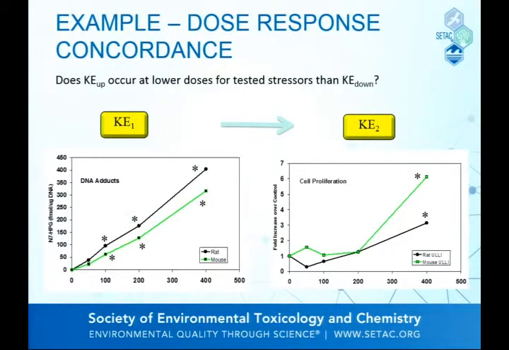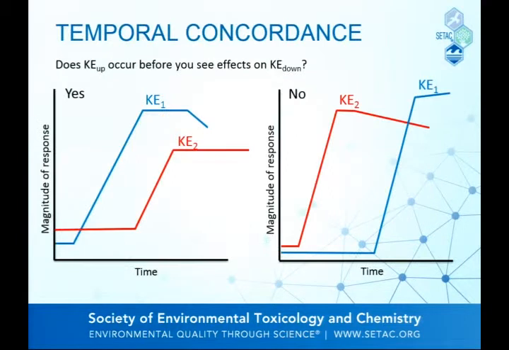Key event 2, we're looking at a cell proliferation response. We don't see those effects until we get to higher doses. So this would be an example where the data support dose-response concordance, would be consistent with a potential causative relationship between those key events.